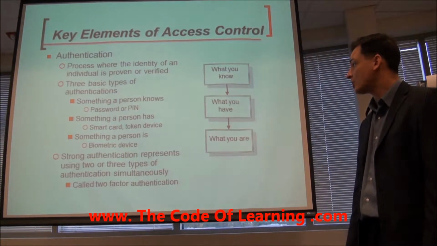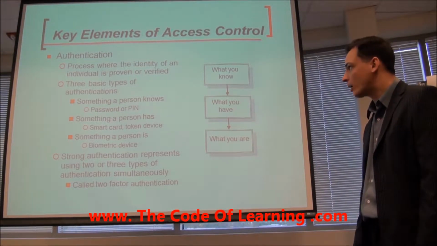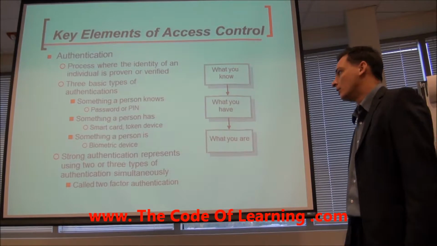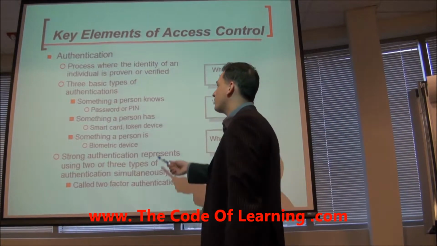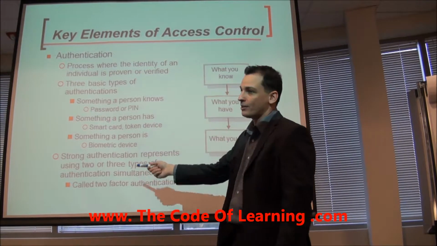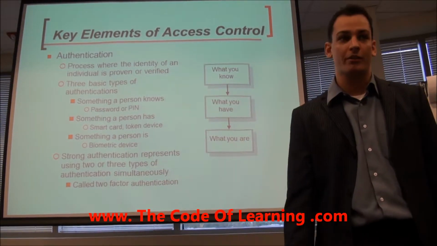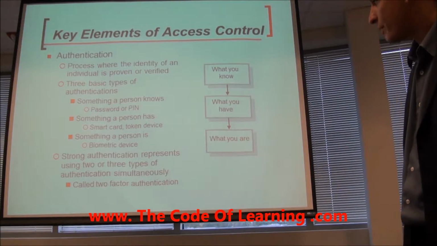Then you got authentication. You can authenticate somebody on something you know, something you have, or something you are. So circle that. So if I say a password or a PIN, you would say? Something you know. If I say a biometric device, you would say? If I say a smart card or a token device. There you go, piece of cake, right?